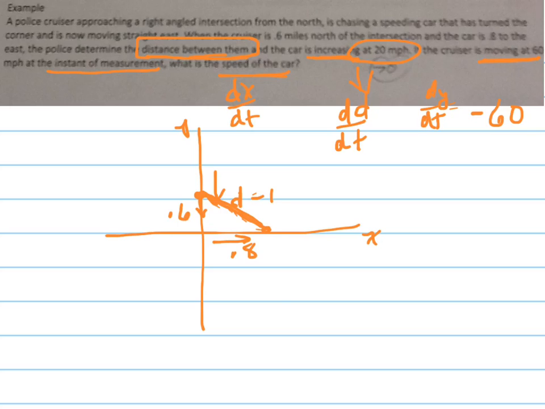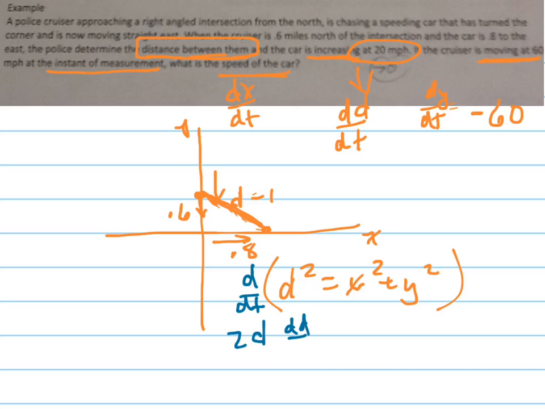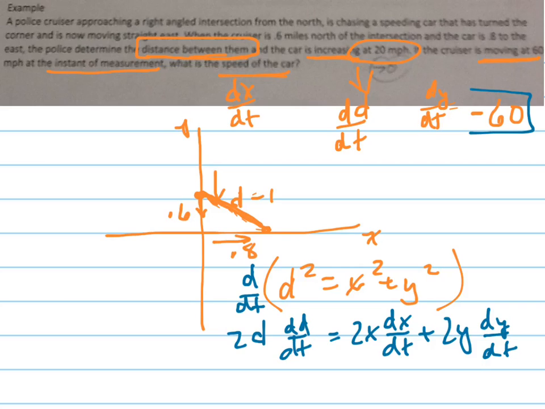This is a relatively simple equation because D squared equals x squared plus y squared. So let's take the derivative of this entire thing with respect to t. So this is 2D dD/dt equals 2x dx/dt plus 2y dy/dt. And let's see what we know. We know that's 60. We know that is 20. I didn't write that in there. Equals 20, and that's positive because distance is positive.